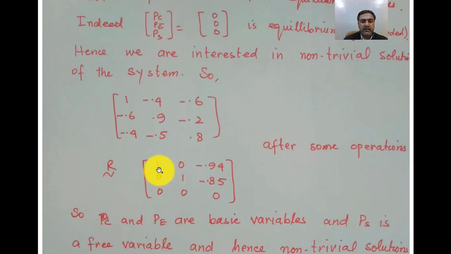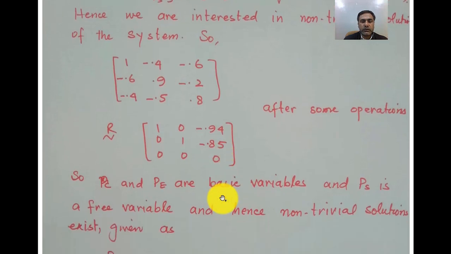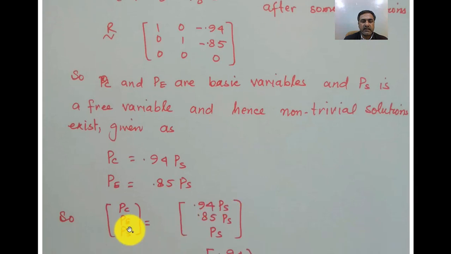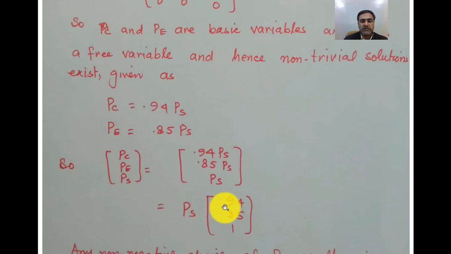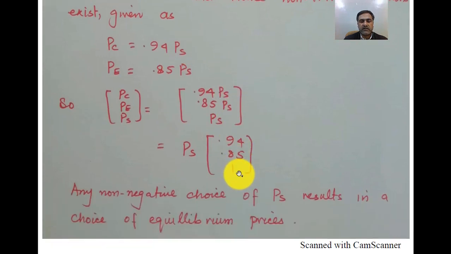And here I see that PC and PE are basic variables and PS is a free variable, and the solution set is given by PC, PE and PS equal to 0.94 PS, 0.85 PS and PS, which is equal to PS times this vector, and hence assigning any non-negative value to PS will result in equilibrium values of the system. That's it for today. Thank you.